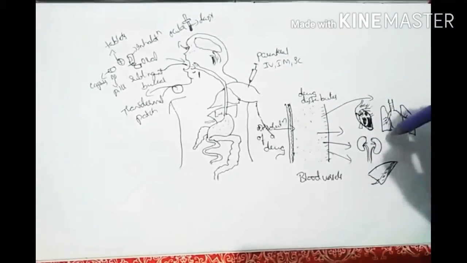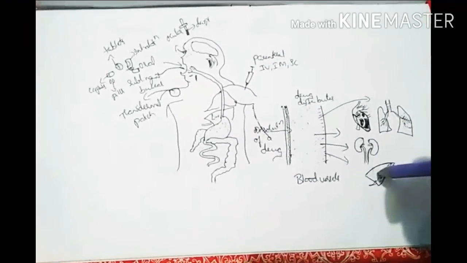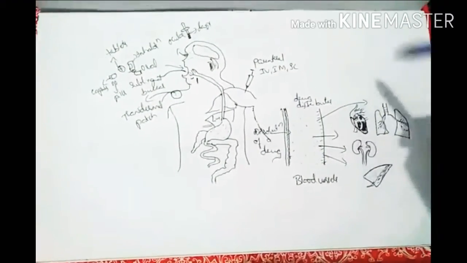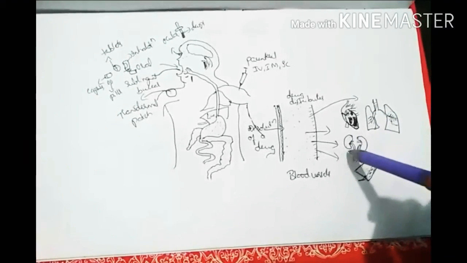After purification of the blood, metabolism takes place in the liver. Hepatic metabolism, first pass metabolism, takes place, and then it enters the kidneys.